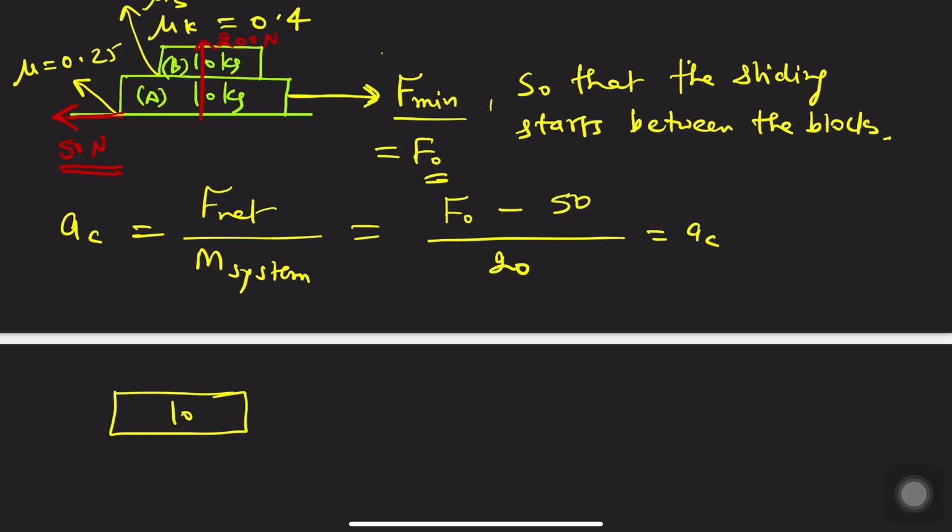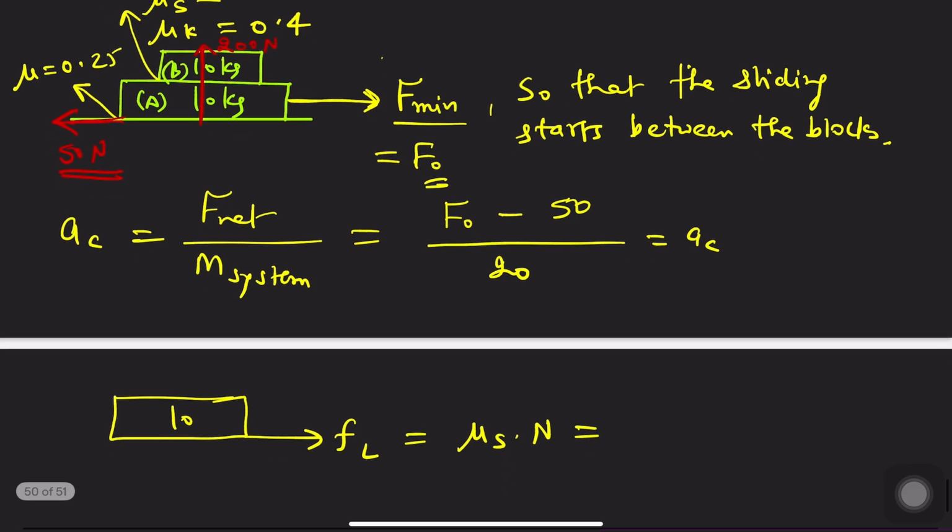forward direction, it means on the 10 kg block, the friction force should act as limiting, and it should act in the forward direction, and that will be mu s into N, you know that. That would be nothing but mu s, which is given as 0.5, into N.